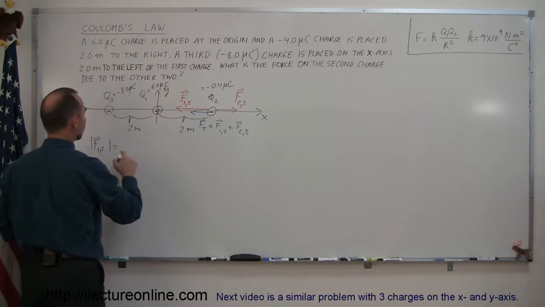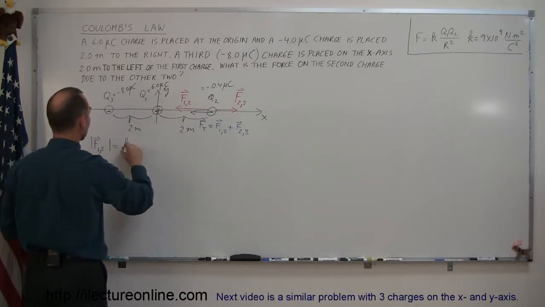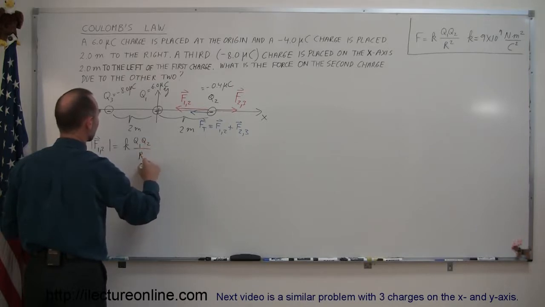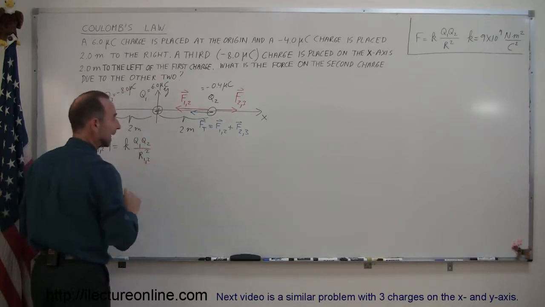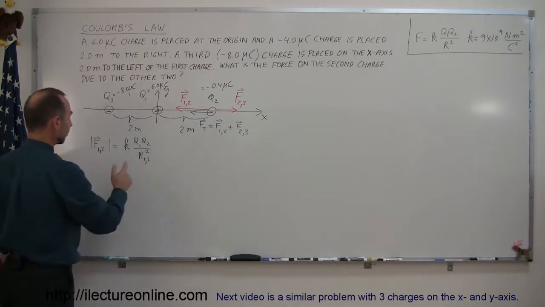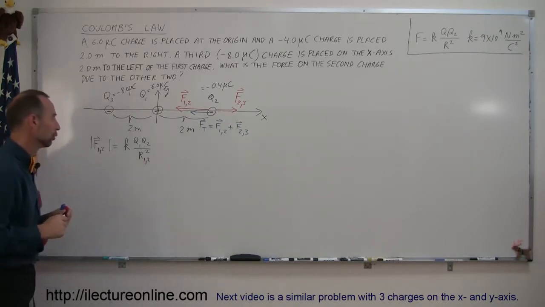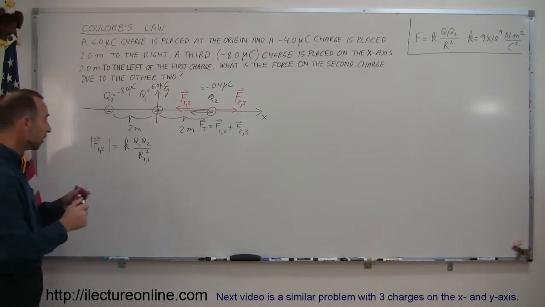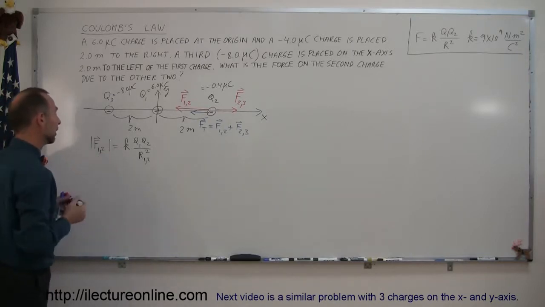and that will be equal to, using Coulomb's law, K times Q1 Q2 divided by the distance between them squared. Now notice how I indicate the distance between them squared. I use the subscripts 1 and 2 to indicate that's the distance between Q1 and Q2. I'm only going to use positive values because I'm finding the magnitude of that vector.